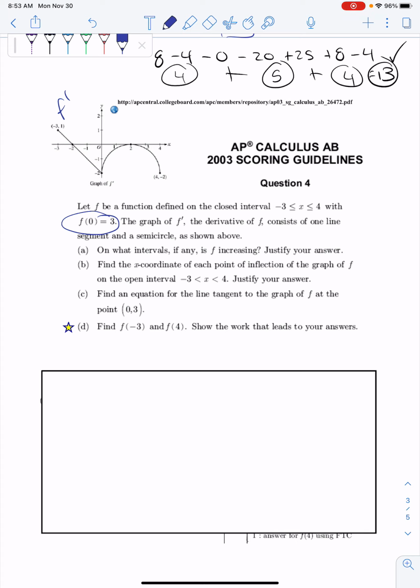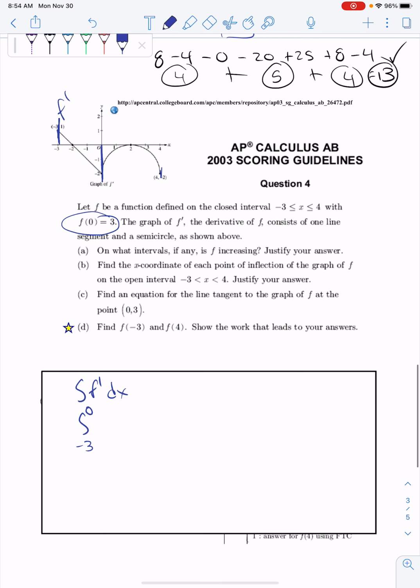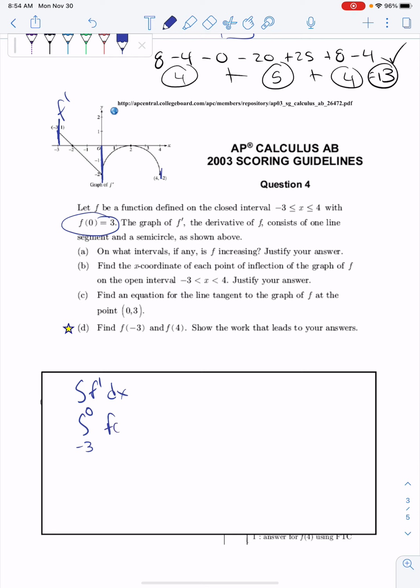So I do know that if I take the integral of the derivative, so let's say I go from -3. Now, I don't want to go from -3 all the way to 4. I'm going to stop right here at 0. I'm going to split this up into 2 different problems. So I'm going to go from -3 to 0, and I want to integrate f of x.